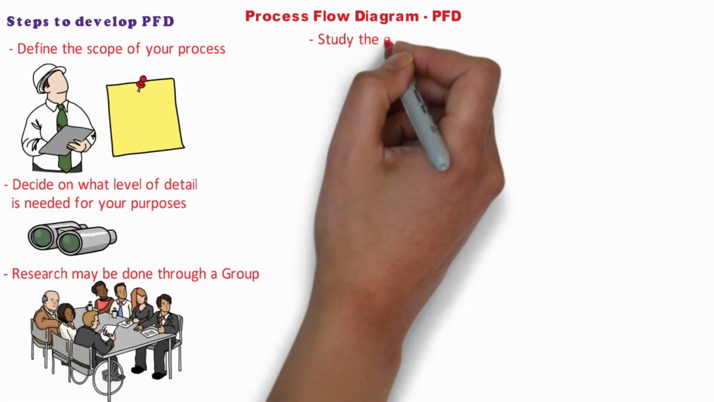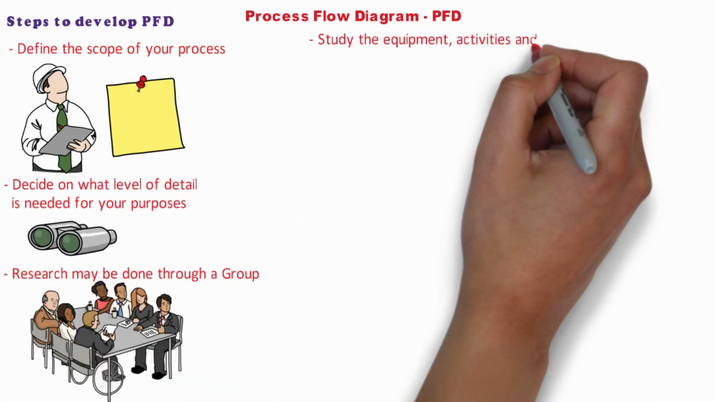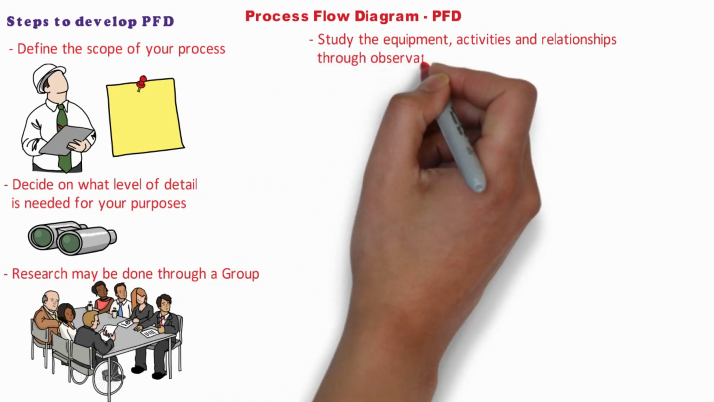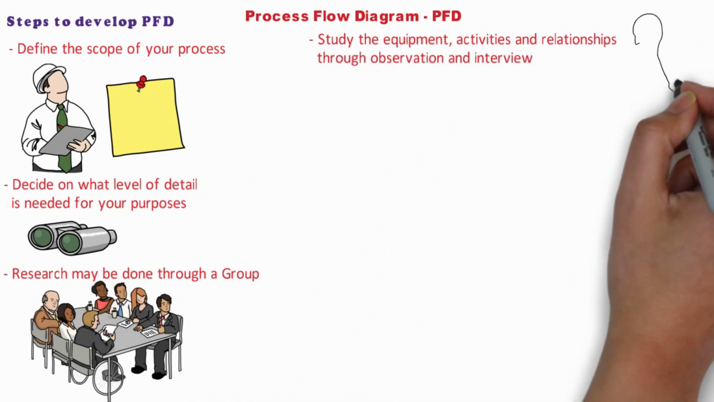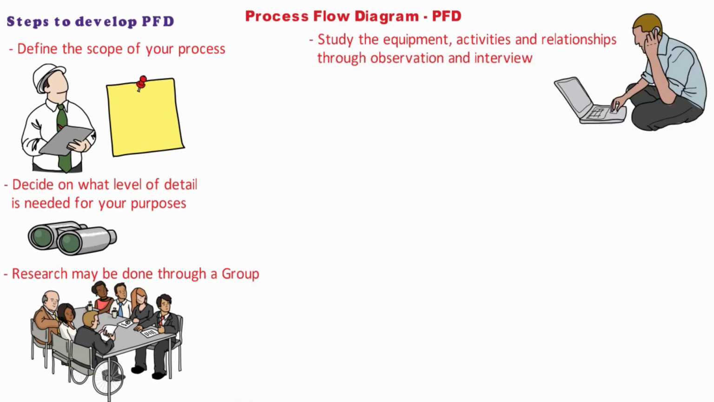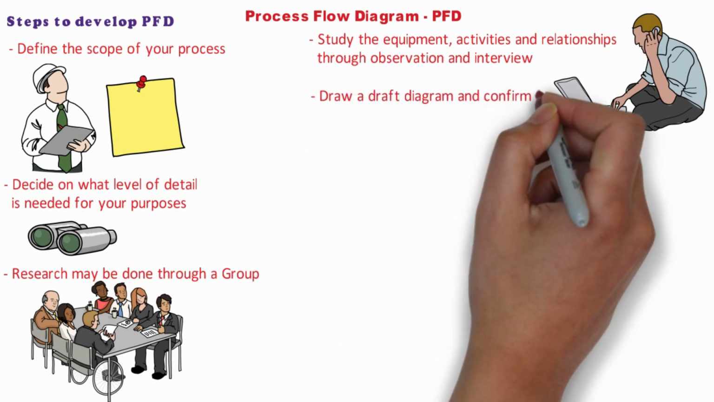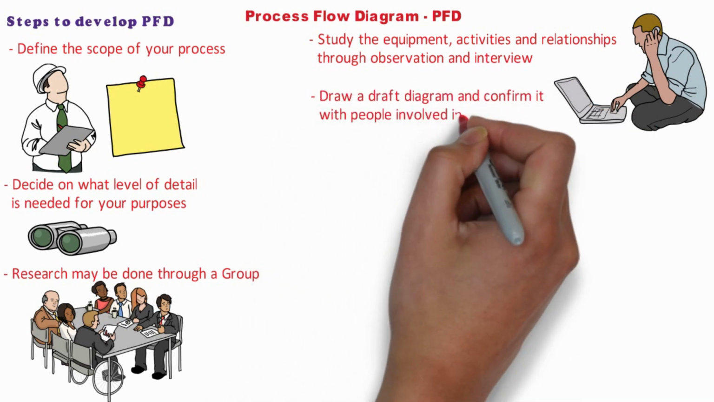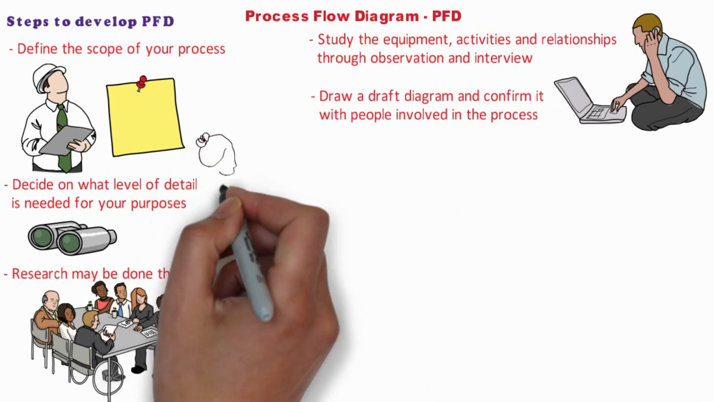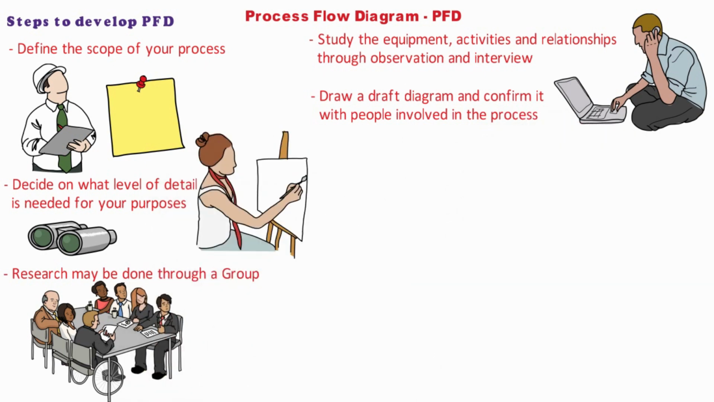Fourth, study the equipment, activities, and relationships through observation and interviews. If you are modeling a brand new process, study whatever data is available, including standards for whatever is being produced in the process. Fifth, draw a draft diagram and confirm it with people involved in the process. Make any necessary changes, additions, or deletions in collaboration with them.